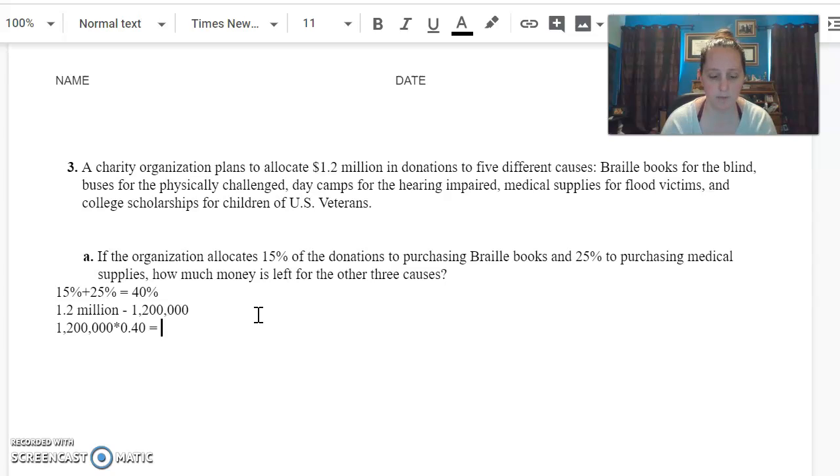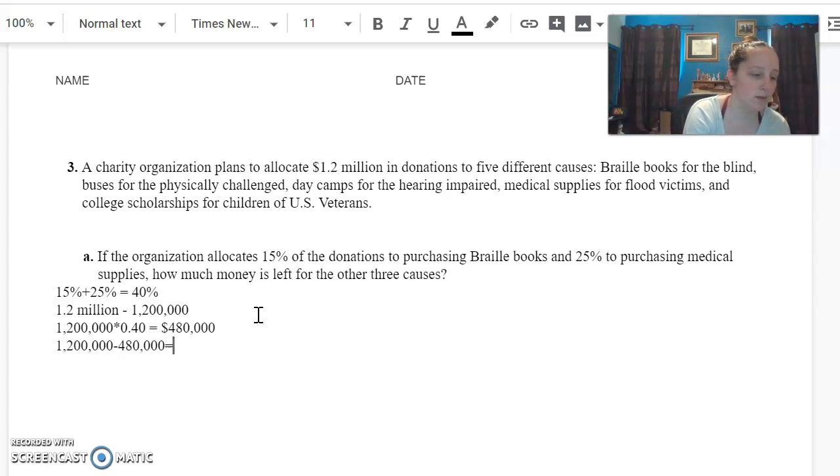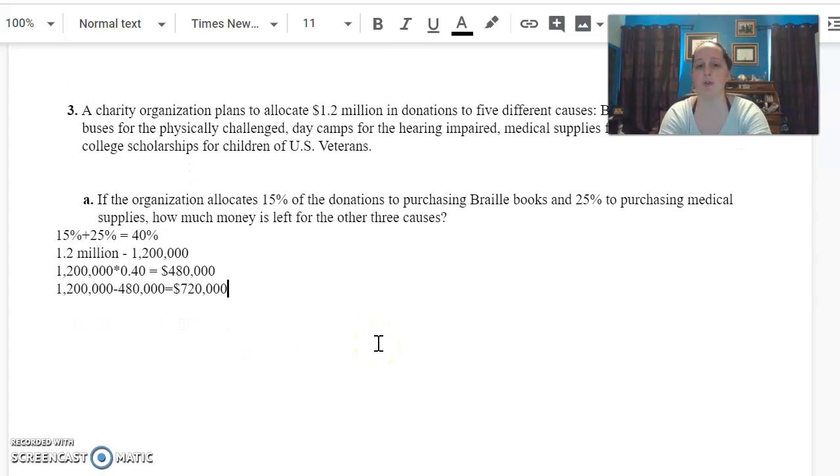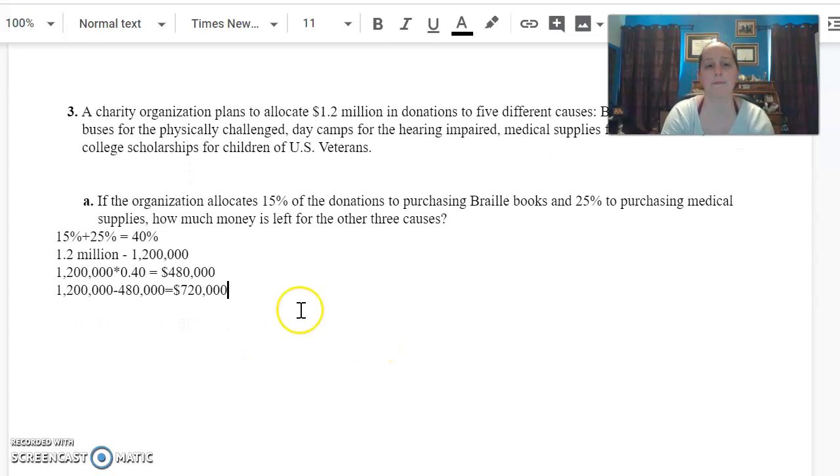1.2 million times 0.4 is 480,000. Then I'm going to take 1.2 million and subtract 480,000, which gives me 720,000. That's how much money they have left to donate to the other 3 causes.